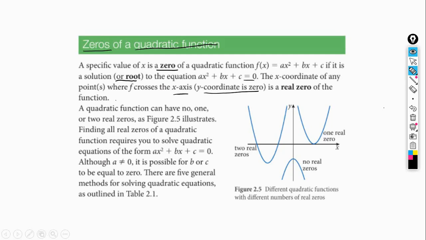So notice that here we have 3 different possibilities for the zeros of a quadratic function. You can have a case where there are 2 real zeros, and that means that the parabola crosses the x-axis in 2 different places. It can have only 1 real zero, which means that it is tangent to the x-axis. This is also known as having 1 double zero. And then finally, there's a case when there are no real zeros, and that means that the parabola does not touch or cross the x-axis.